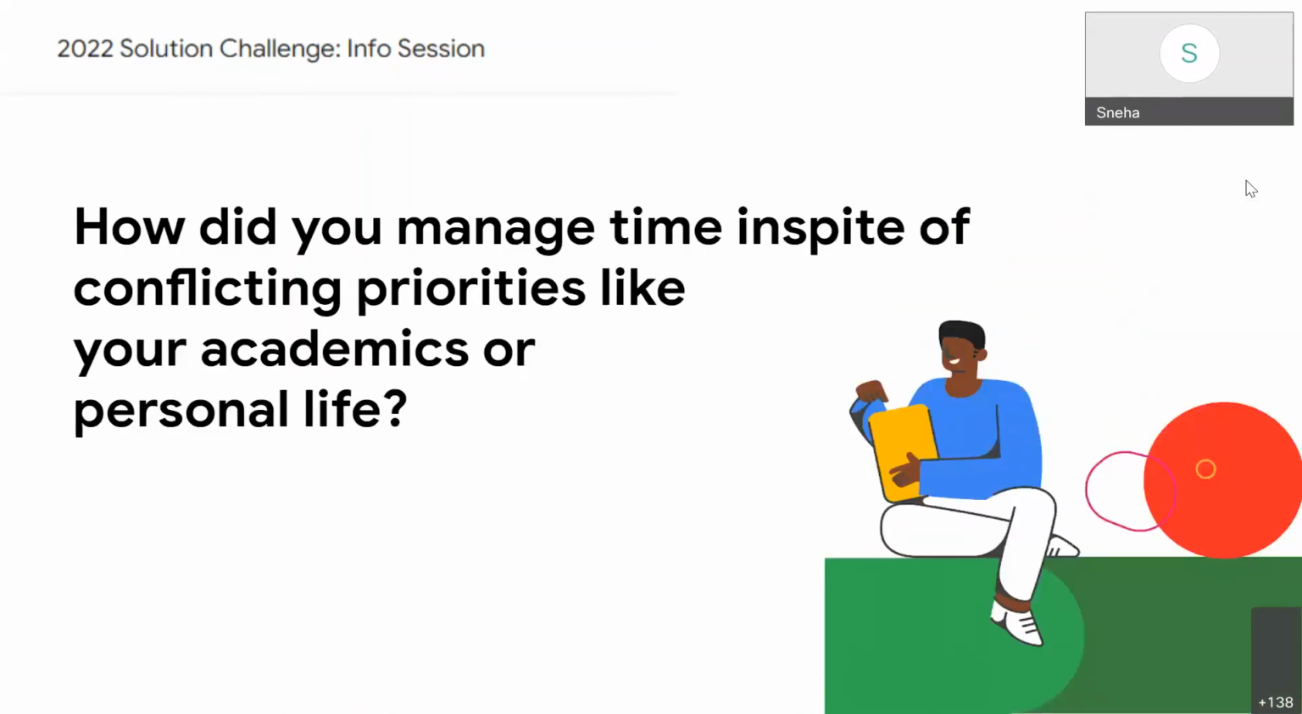Can we have the next slide, please? How did you manage time in spite of conflicting priorities like academics or personal life? Many of us will be having internships and placement seasons coming up. What advice do you have for us? How should we do this?